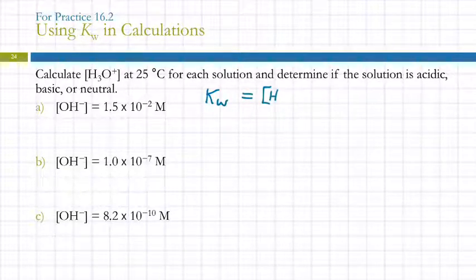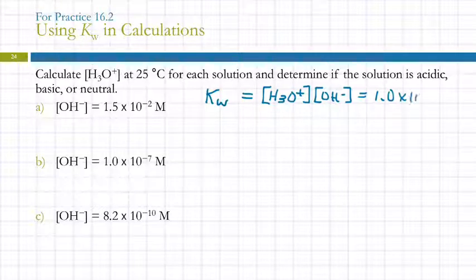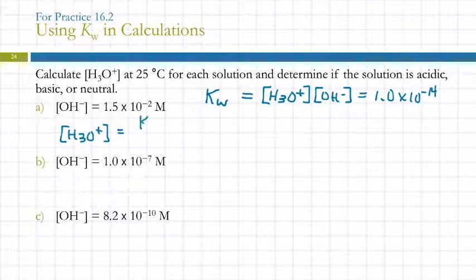So we've got the hydronium ion concentration, since that's what it's talking about, times the hydroxide ion concentration. And we know the value of that, 1.0 times 10 to the minus 14. So if we have a hydroxide ion concentration, what we're going to do is take Kw and divide by the hydroxide ion concentration, and that'll give us the hydronium. So this is going to equal Kw divided by the hydroxide.